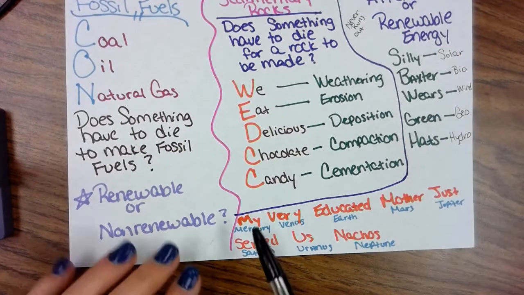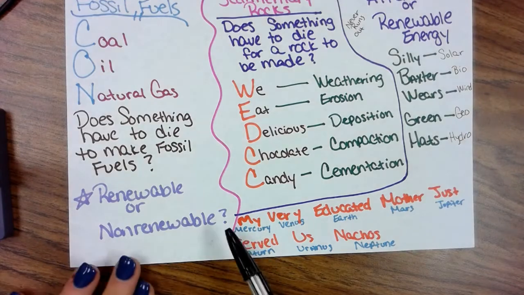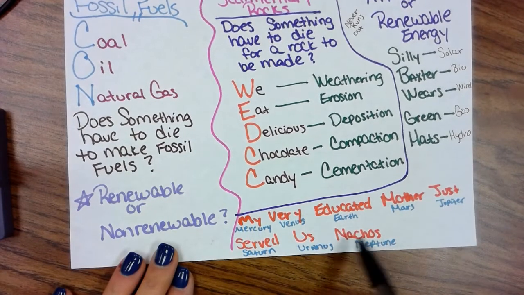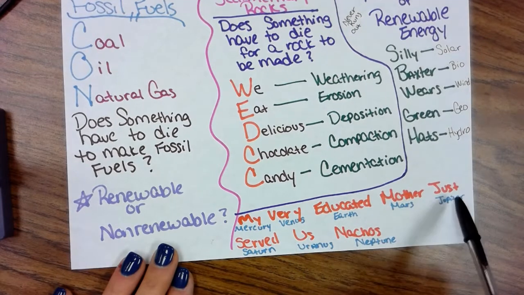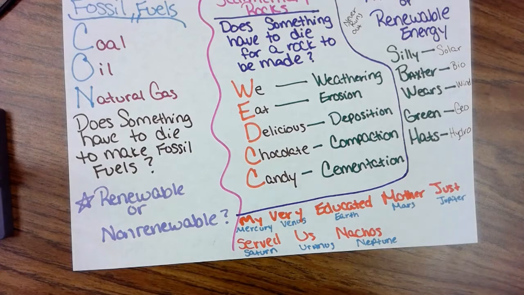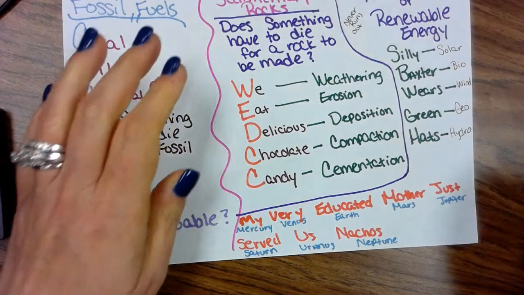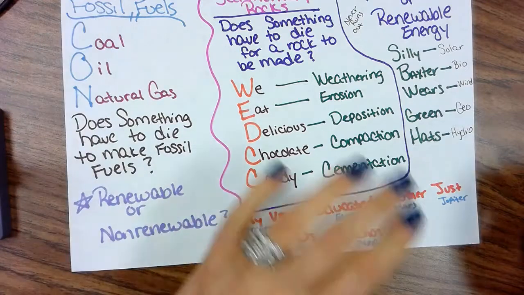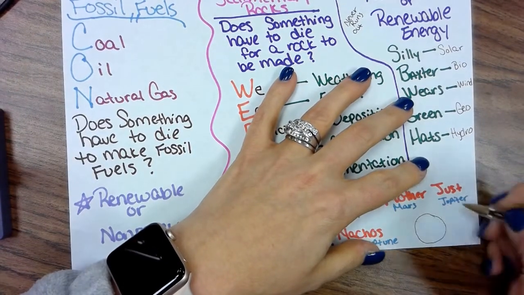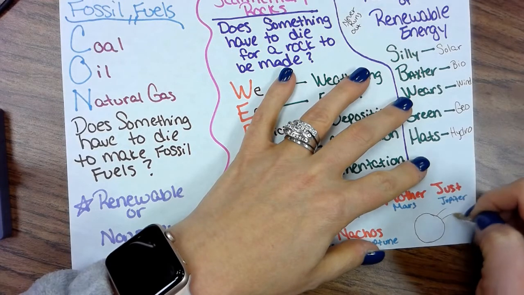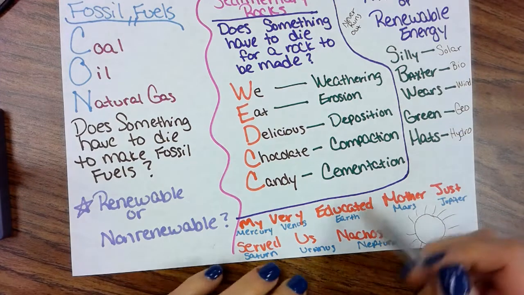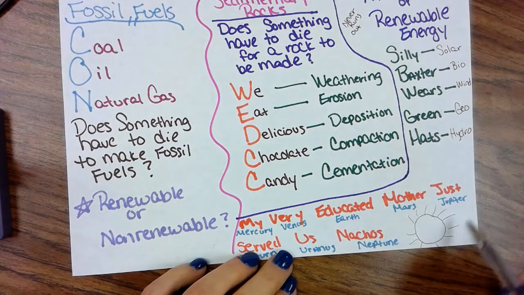All right, moving on. Let's talk a little bit about Earth and our solar system. My very educated mother just served us nachos. Mercury, Venus, Earth, Mars, Jupiter, Saturn, Uranus, Neptune. And what is the big giant thing in the sky that's bright and orange and hot and is the center of our universe? The sun. Okay, and remember, we all revolve around the sun.